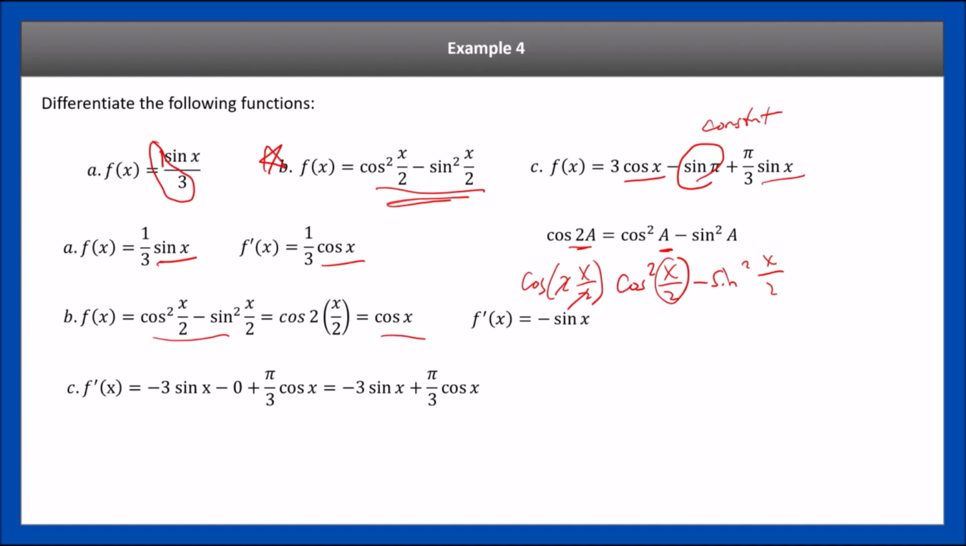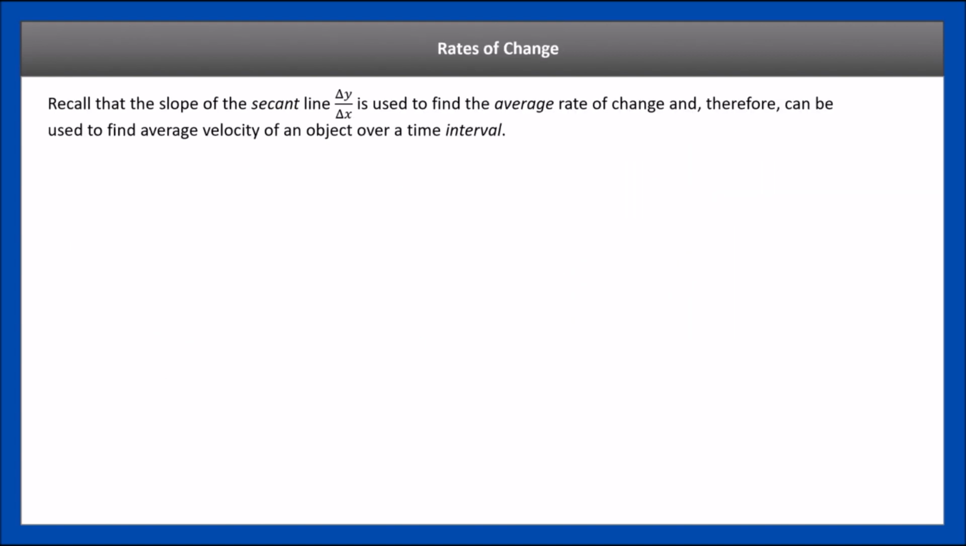All right, remember this is just a constant that we pull out off to the side. So those are the derivatives. So we're gonna do the last part of the lesson by talking about rates of change. So remember that the delta y over delta x is the average rate of change, okay? And the dy dx is the instantaneous rate of change, okay?